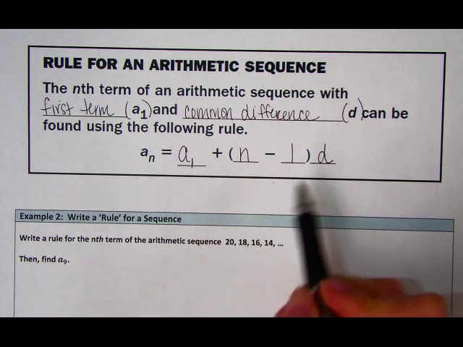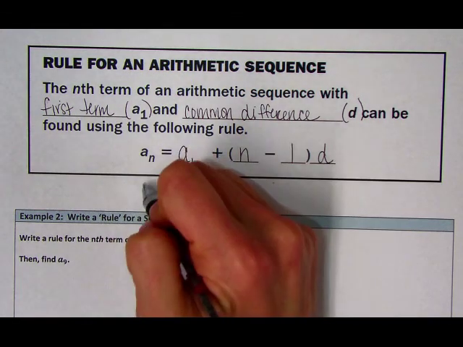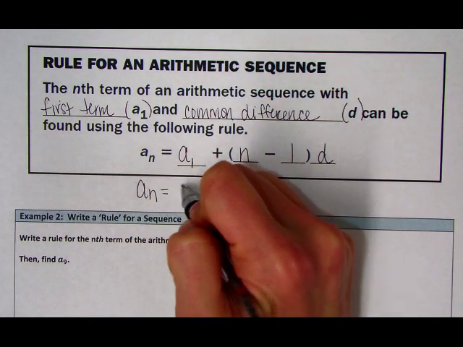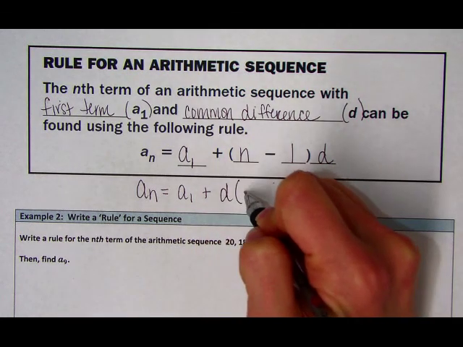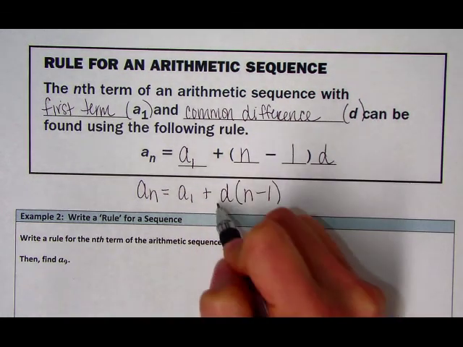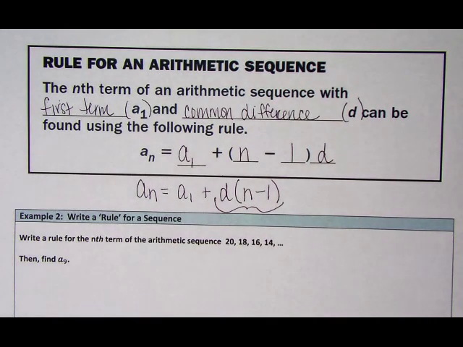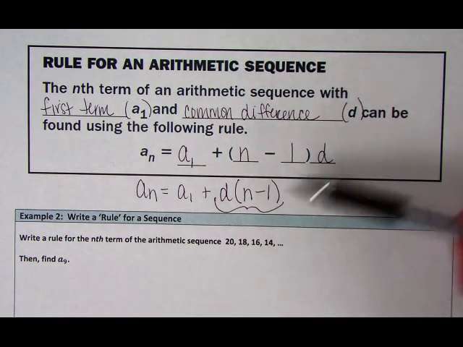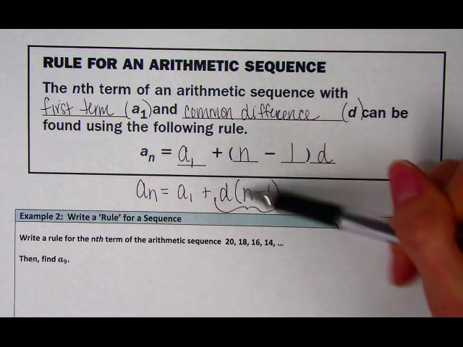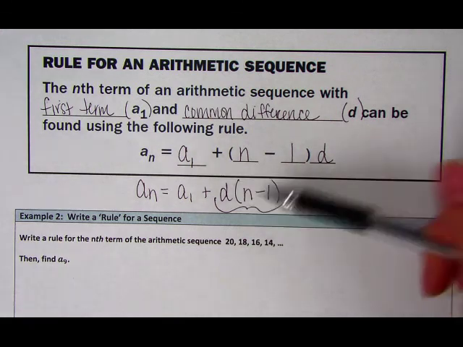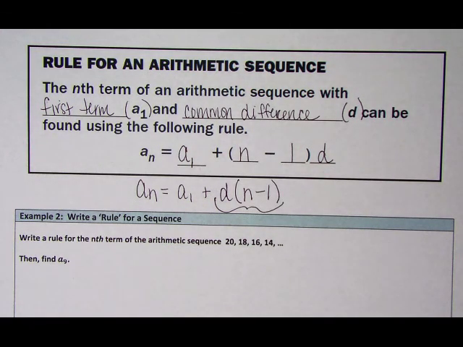If we rewrite this, which may look a little funny, we can also write this as a sub 1 plus d times the quantity n minus 1. This is actually distributed first when we're working on these rules. So you can either write it this way or this way. It means the same thing. Here the d is at the very end, here the d is at the front, but either way you're going to be distributing this group when you're working with your rules for your arithmetic sequences.